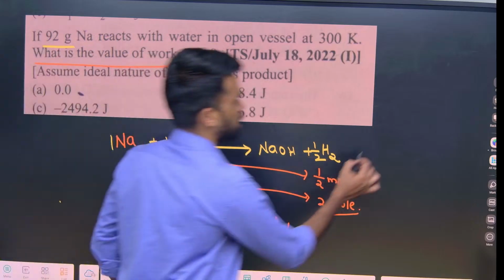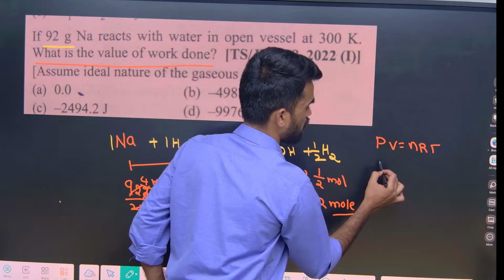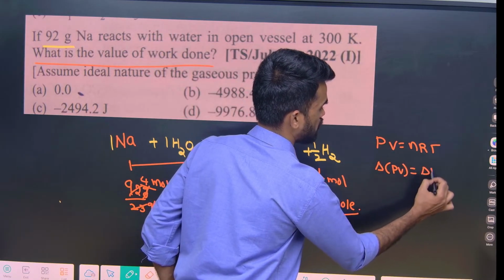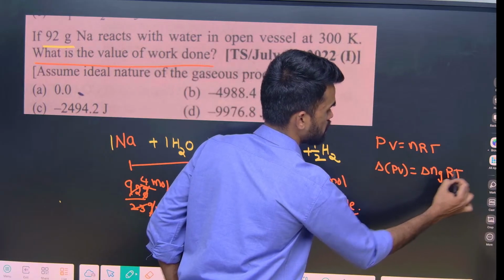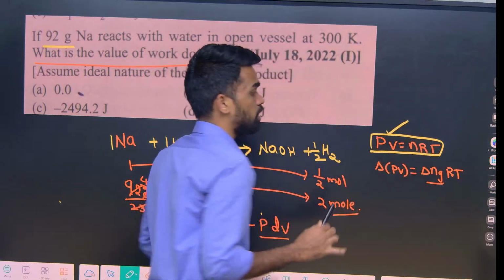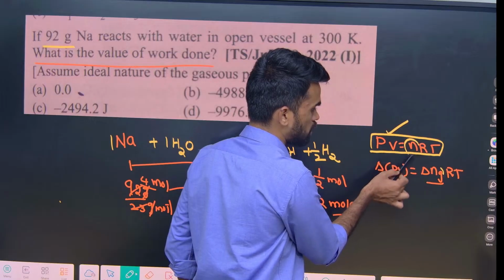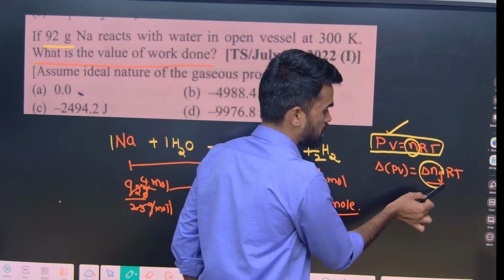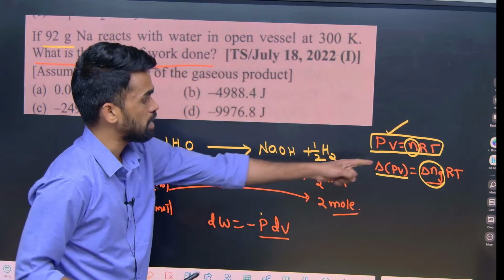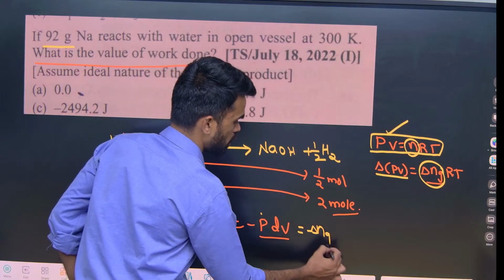So we have the ideal gas equation here. PV equals nRT, right? So if there is any change in pressure, that means delta PV, that can also be written as delta Ng RT. So what is this delta Ng? The ideal gas equation is applicable for gases only. So it means the number of moles of gas only, not the others. So there is a change in the number of moles of gas you can take. Wherever I have a change in PV, there I can write delta Ng RT also. This is minus delta Ng RT.